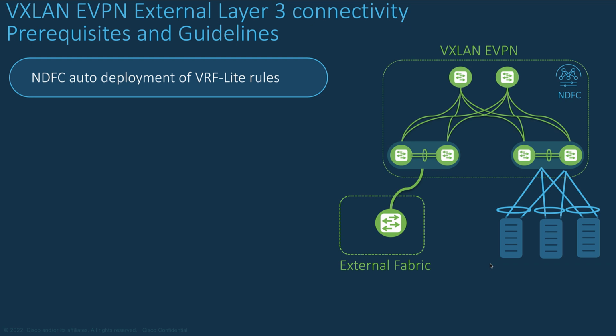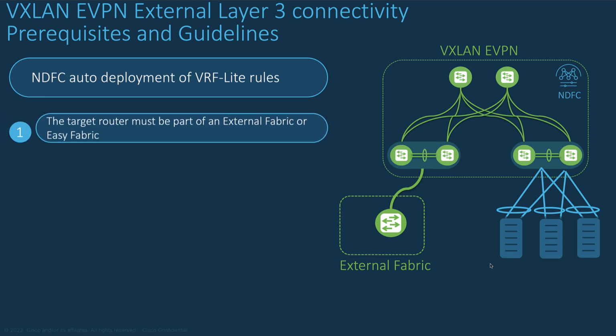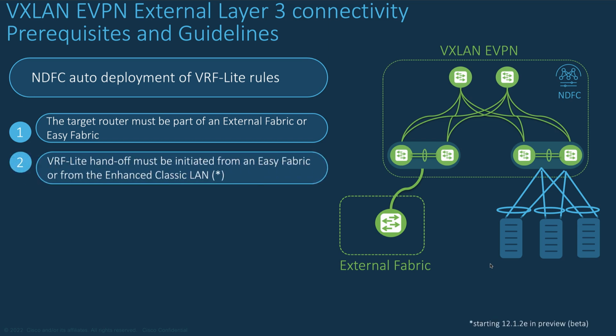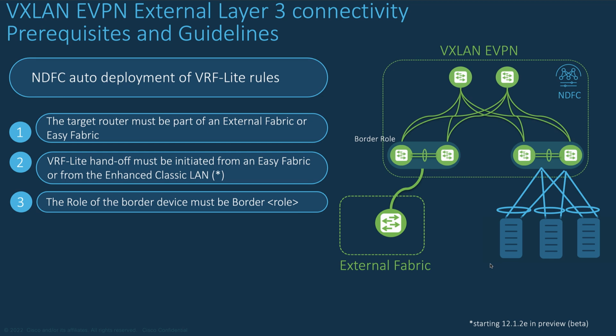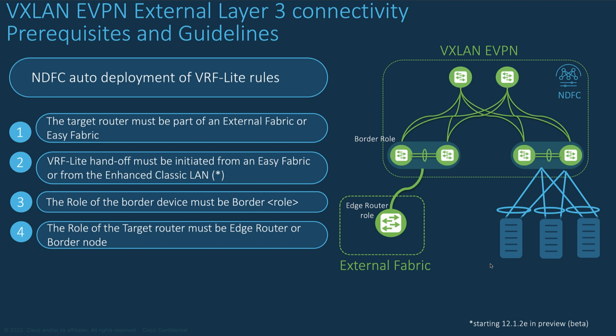So to fully automate the deployment of an external layer 3 connectivity using VRF-lite handoff, you need to follow some rules. The target router must be added into an external fabric. VRF-lite deployment is only possible from a VXLAN EVPN fabric or from an enhanced LAN classic network. Ensure that the role of the designated border device is a border node or a border spine or border gateway or border gateway spine. The role of the target router must be set to edge router or border node if the latter belongs to a VXLAN EVPN fabric.